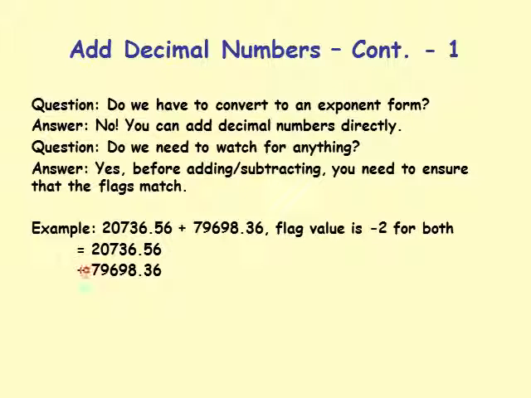20736.56 plus 79698.36. 56 plus 36 is 92, 36 plus 98 is 134, 7 plus 6 is 13, 14. So we have 79 plus 20 is 99, plus a carry, 100. So we get 100434.92. When the flags did match, we didn't have to convert. We just added the numbers together and kept the decimal in the same place where it was in the operands being added.